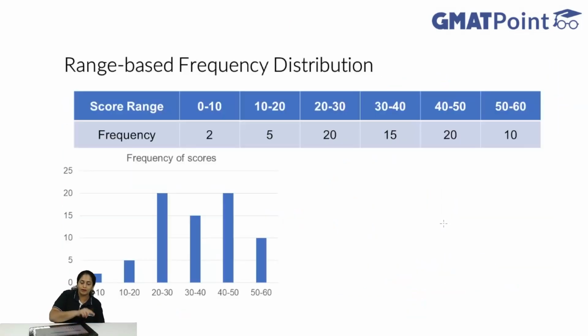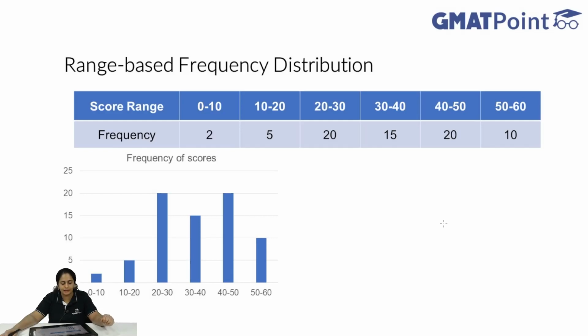Now let's take a look at range-based frequency distribution. In these kinds of questions, you might be asked to find the maximum or minimum value, the modes, and how many modes there are. In this case you are given the score range and the frequency of scores: how many people scored between 0 to 10, 10 to 20, 20 to 30, 30 to 40, 40 to 50 and 50 to 60.